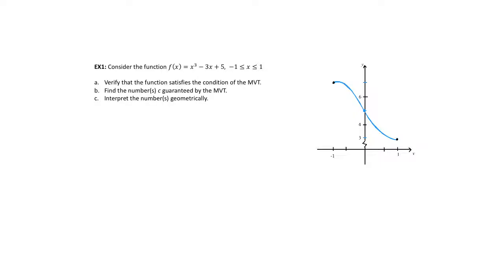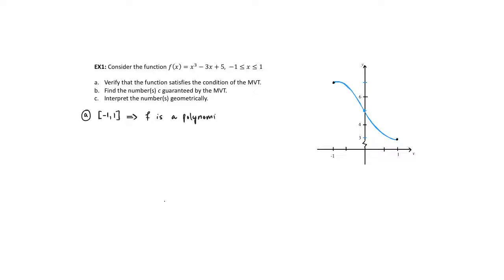So in order to use the mean value theorem, we have to make sure that the function is differentiable in an open interval AB and is continuous in the closed interval AB. So here again, the closed interval is -1 to 1. And because f of x is a polynomial, I know that a polynomial is continuous and differentiable everywhere. So I say that indeed f is a polynomial.